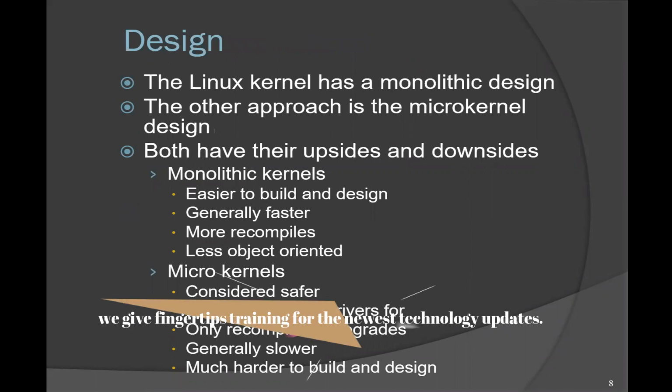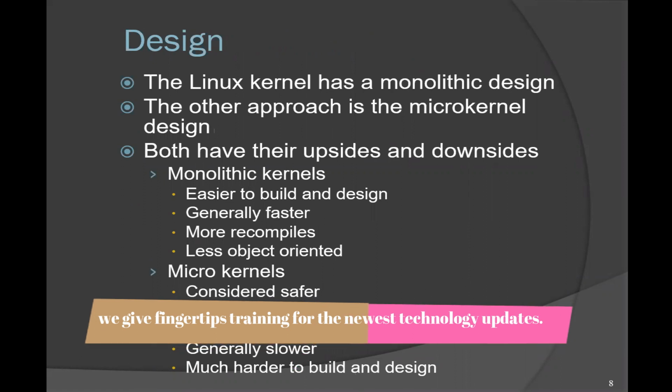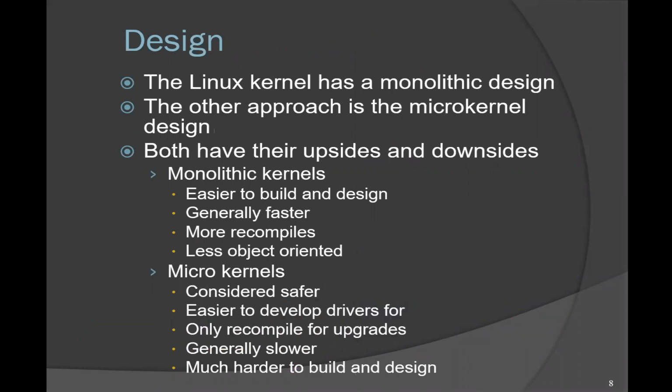Basically, the Linux kernel has a monolithic design. The other approach is microkernel design. There are two types, monolithic and microkernel, and both have some advantages and disadvantages, you can say upsides and downsides. Monolithic kernels are basically easy to build and design. It's faster, but needs more recompiles and is less object oriented.